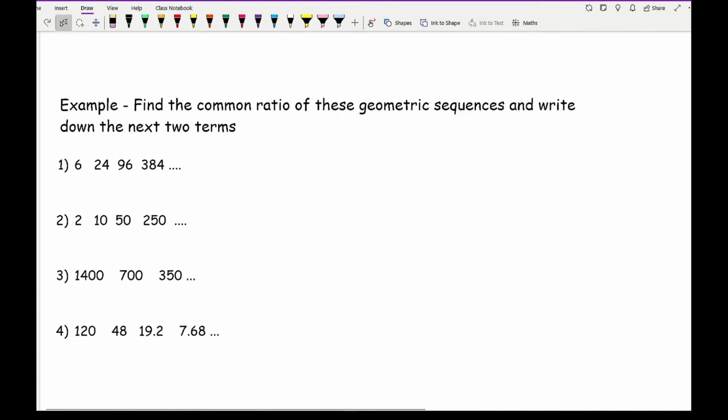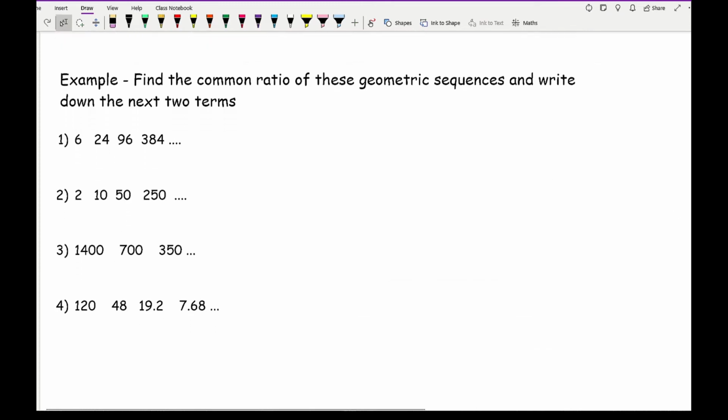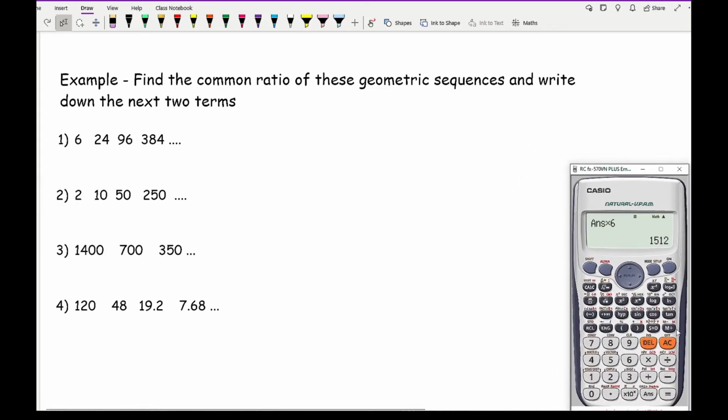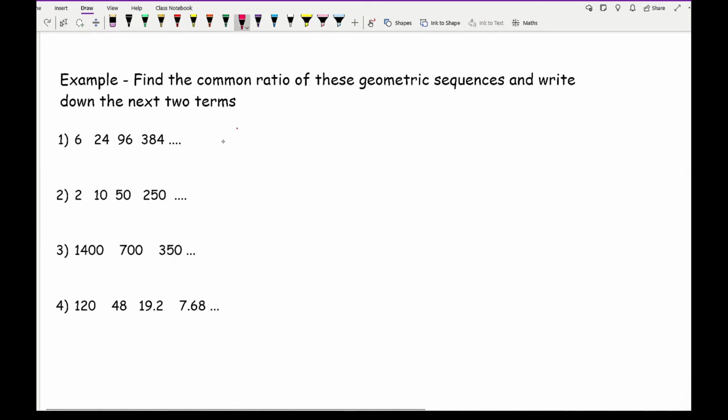In these example questions, all we're asked to do is find out what the common ratio of these geometric sequences is and write down the next two terms. For this, I'm going to need my trusted calculator. So let's just have that on screen. Reset it. First things first, looking at question 1, we want to find out what the common ratio is. I'm just going to call that R.